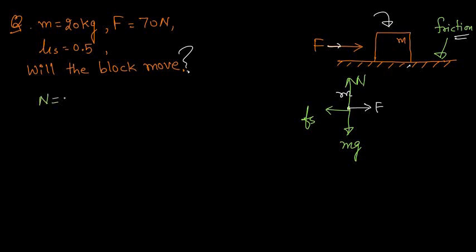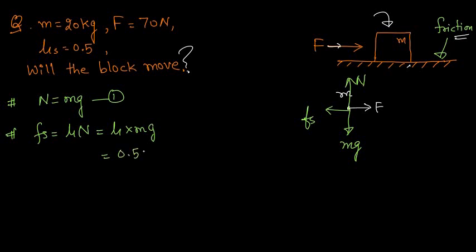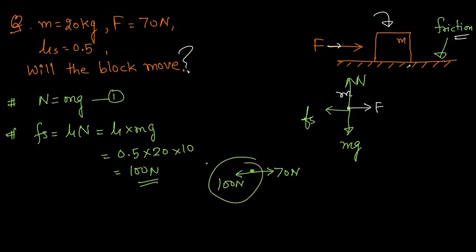So your N is equal to mg. That's the first equation. And from the second equation, you can get that the frictional force is mu times the normal force, that is mu times mg. So mu is 0.5, m is 20, and let's take g equal to 10. So this will become 100 Newton. So it is as if you apply 70 Newton this way and there is a frictional force of 100 Newton. So this block will not move this side.